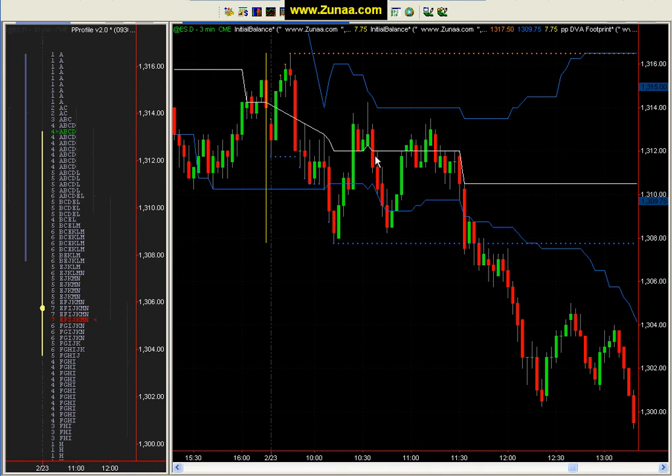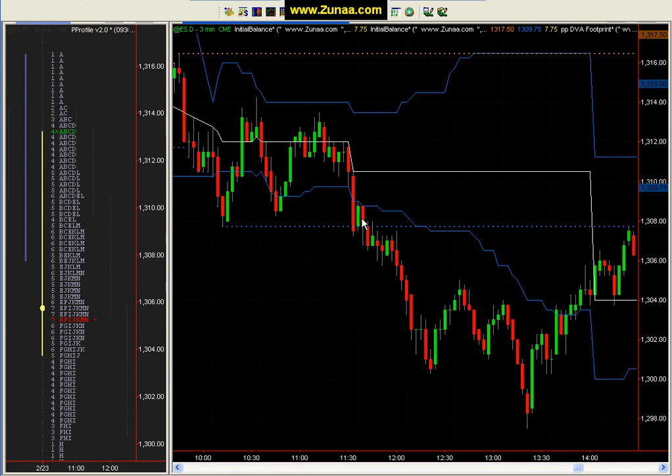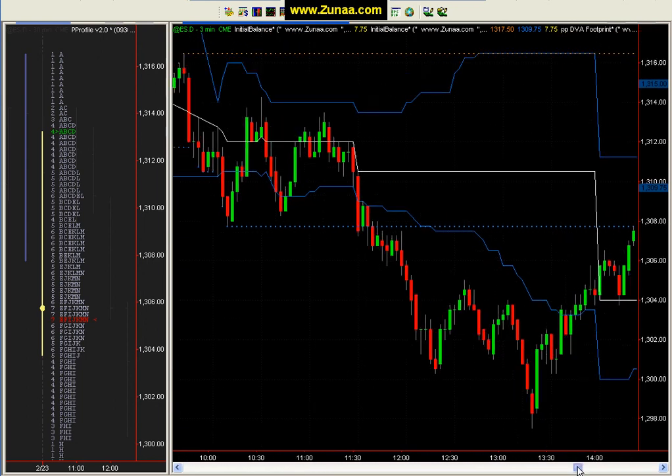We came back up and started rotating inside the initial balance. When you just take a look at price action, considering where we are with respect to initial balance the previous day and where we're struggling, we can't really test developing value high, and then price rotates and moves outside of the initial balance. As it moves outside the initial balance, it continues pushing lower.